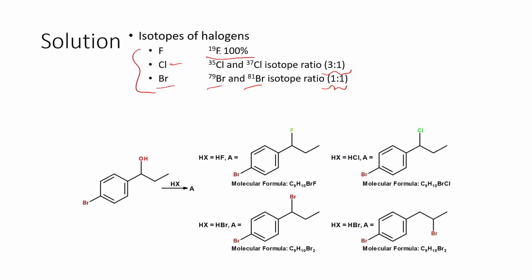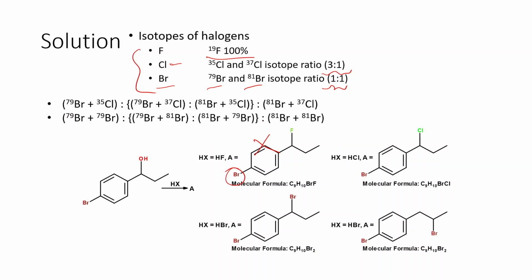If we go with fluorine, which has only 1 isotope, the 1:2:1 ratio is not possible in this case, because the molecule has only 1 bromine atom. That 1 bromine atom has the isotope ratio 1:1, so the 1:2:1 ratio is not possible. So we can rule out fluorine as the reagent. There are 2 other options, chlorine and bromine.